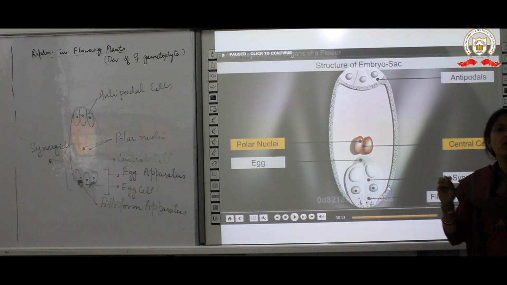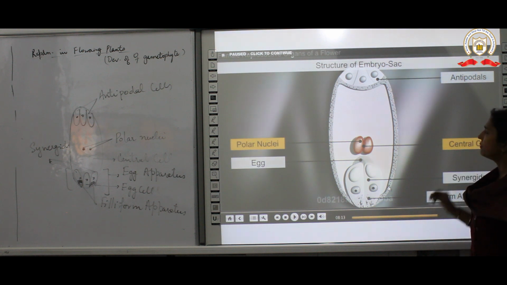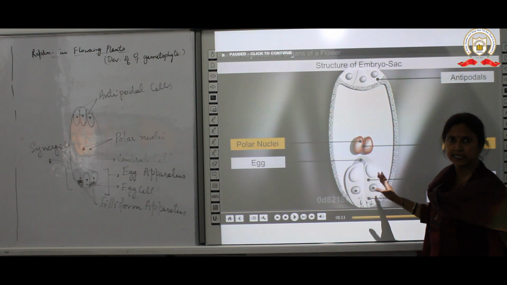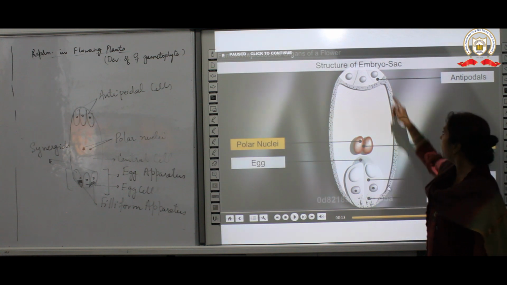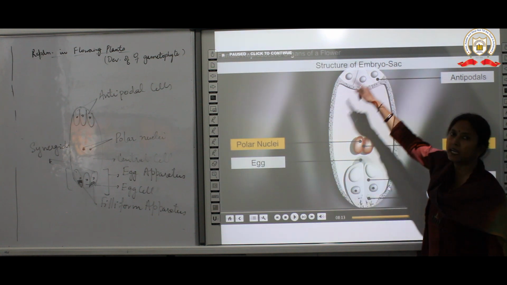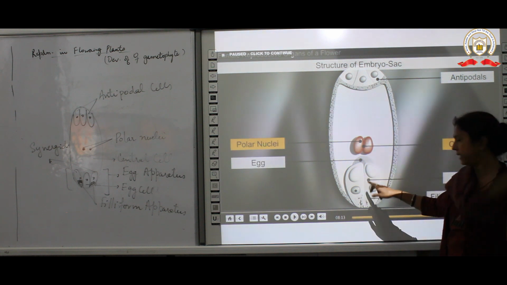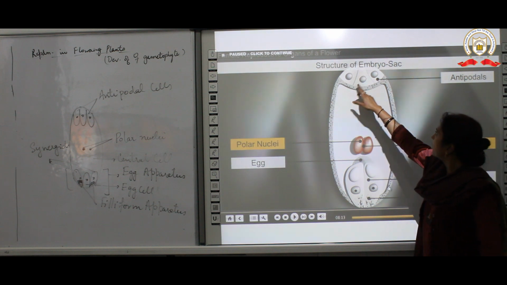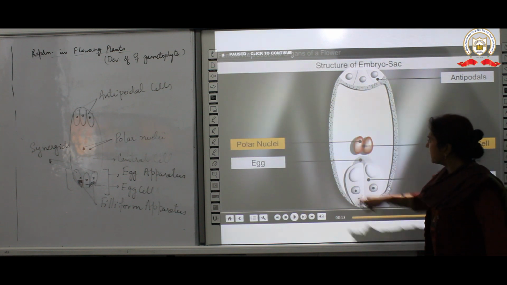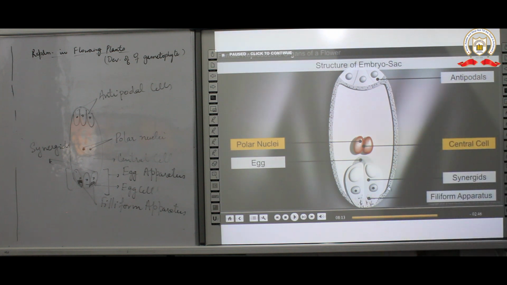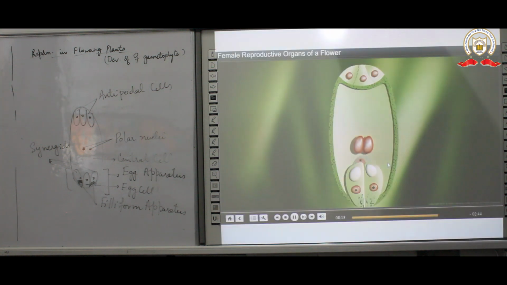Now the question is, why is the female gametophyte known as a 7-celled 8-nucleated structure? You can see that there are 1, 2, 3, 4, 5, 6 cells with a single nucleus, and a 7th large central cell with 2 nuclei. So you can see there are 1, 2, 3, 4, 5, 6, 7, 8 nuclei, and the number of cells is 1, 2, 3, 4, 5, 6 and 7. That is why the embryo sac or female gametophyte is known as a 7-celled 8-nucleated structure. I hope this is clear to all of you.